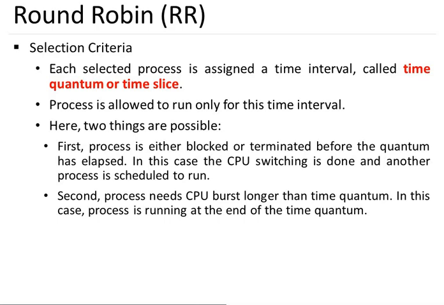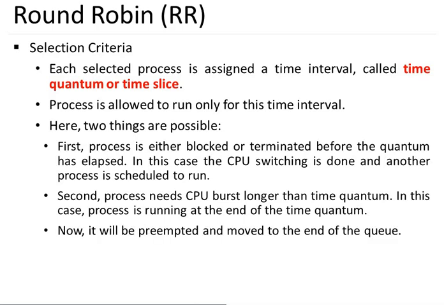But if it's not completed, then the process needs a CPU burst longer than the time quantum. For example, a particular process needs 12 units and your time quantum is 10. So after the first execution, there are 2 units remaining for its completion. In that case, the process is running at the end of the time quantum, and it will be switched and wait there to get the CPU again. Now it will be preempted and moved to the end of the queue.